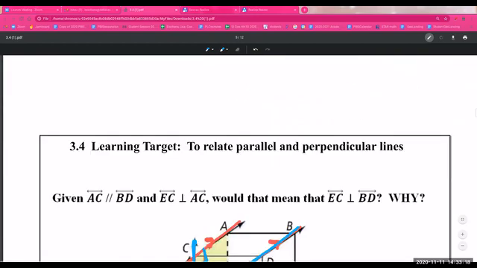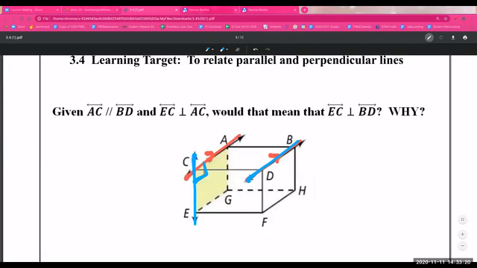And remember, a plane is like a flat surface, so it would have to be on this surface right here. So if the line that was given was that EG and AC are parallel, would it be true that EC is also perpendicular to EG? Well, that would be true because AC and EG are in the same plane. But CE is not in the same plane as BD. So that would be a false statement.